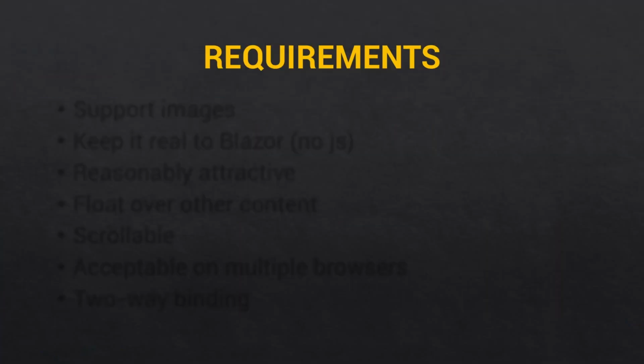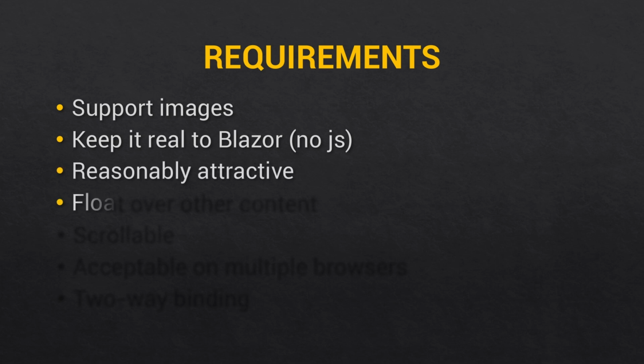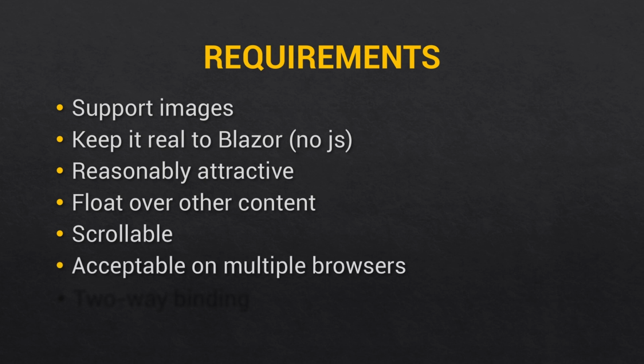We're going to be keeping this drop-down list as simple as possible, but it does at least need to meet the following requirements. It needs to support images. We're going to be doing it all in Blazor, so that means we're not cheating by using any JavaScript. It needs to be reasonably attractive. It needs to float over other content, meaning it cannot displace any other elements on our page. It needs to be scrollable when you get too many items in the list. It needs to look reasonable on multiple browsers, and the Blazor component needs to support two-way binding.